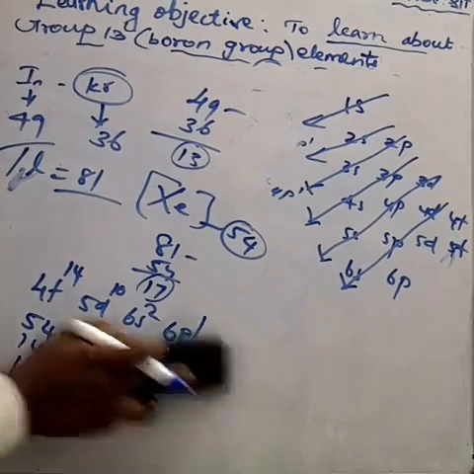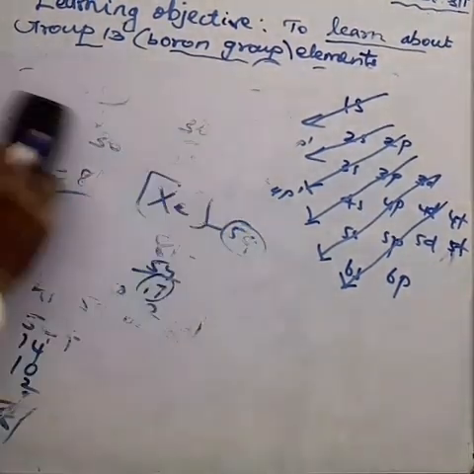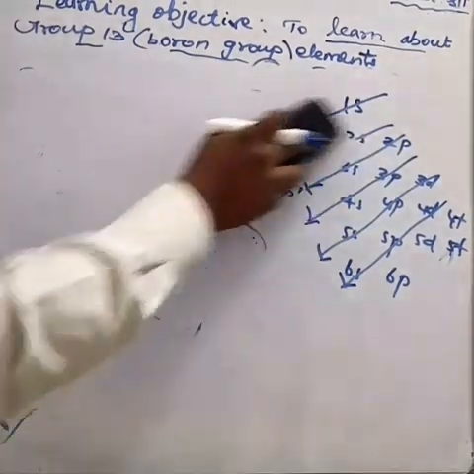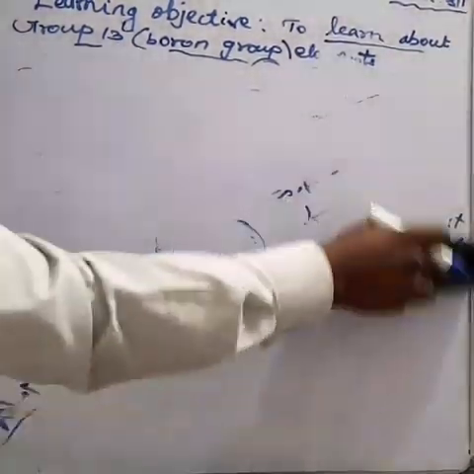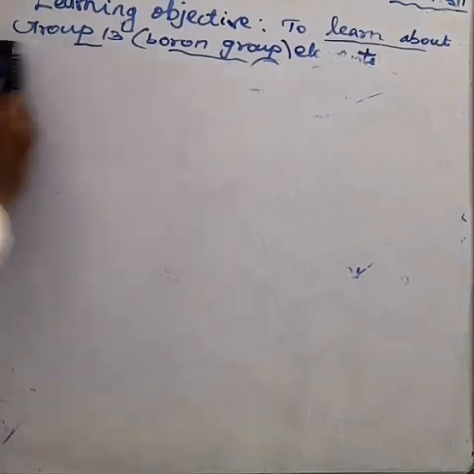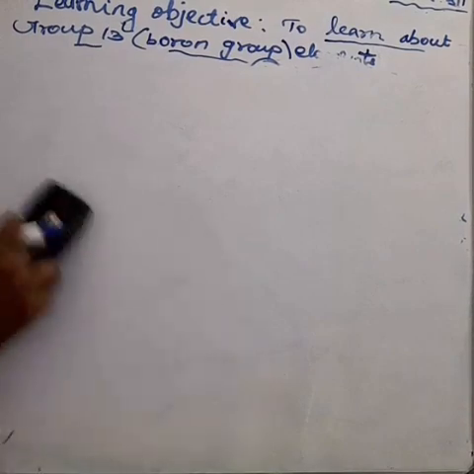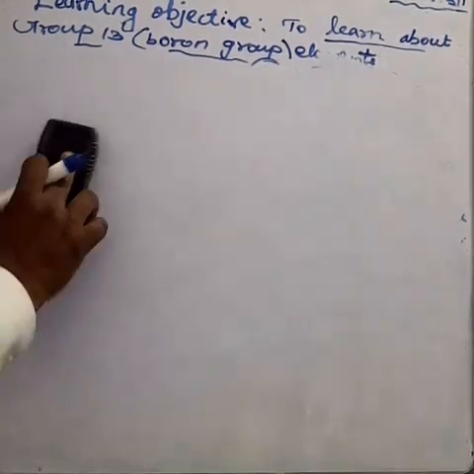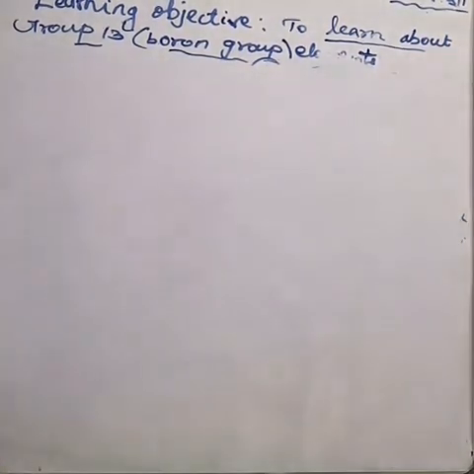Okay. Next about the atomic radius. The atomic radius of boron, I think, is about 0.82, aluminium 1.84, gallium 1.87, indium 1.93, and also thallium 1.96. Okay. Density, melting point, boiling point, everything you have to learn thoroughly.